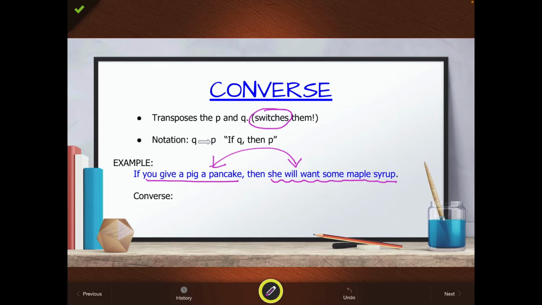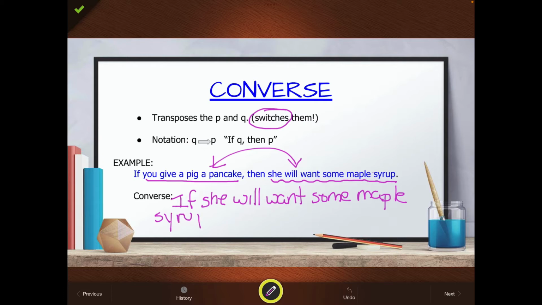So what would that look like? Would anyone like to try? Kylie. Perfect. If, and again, they started with you. If you want to be literal, you can just stay with she. If she will want some maple syrup, and sometimes these sound a little awkward grammatically, okay, you would be okay with saying if she wants some maple syrup.